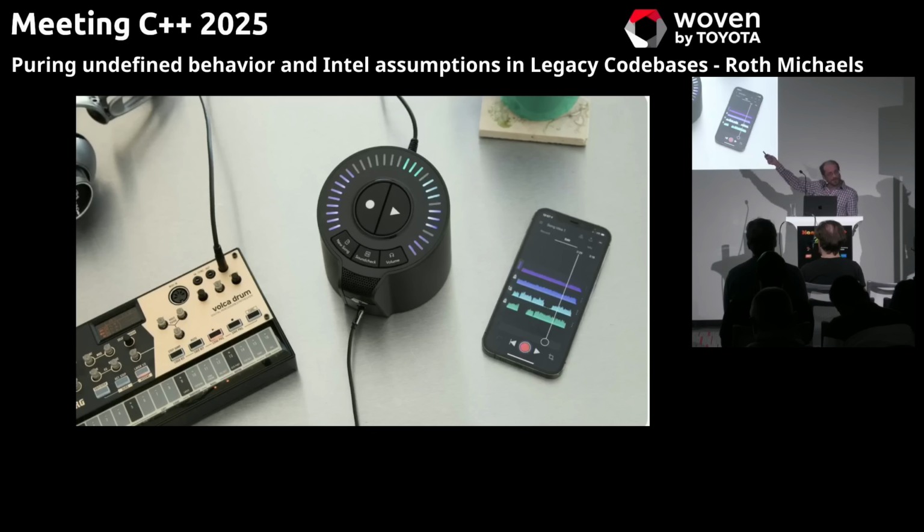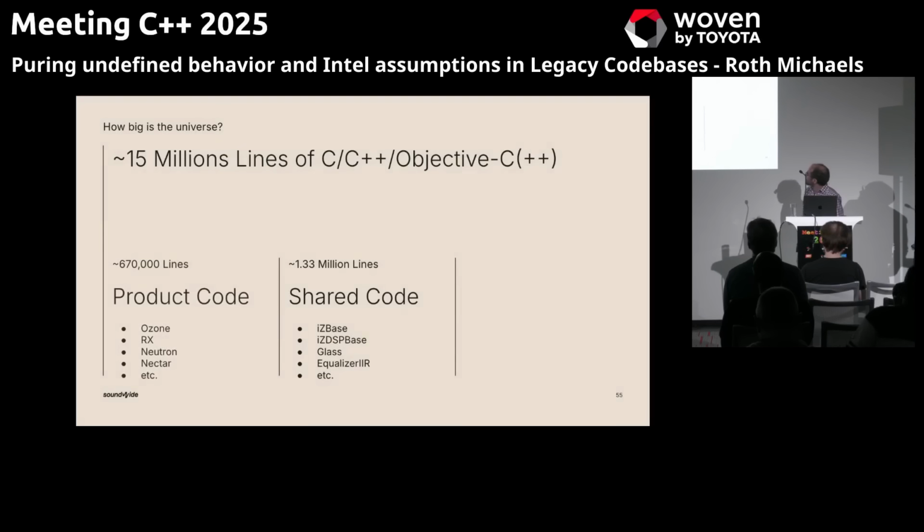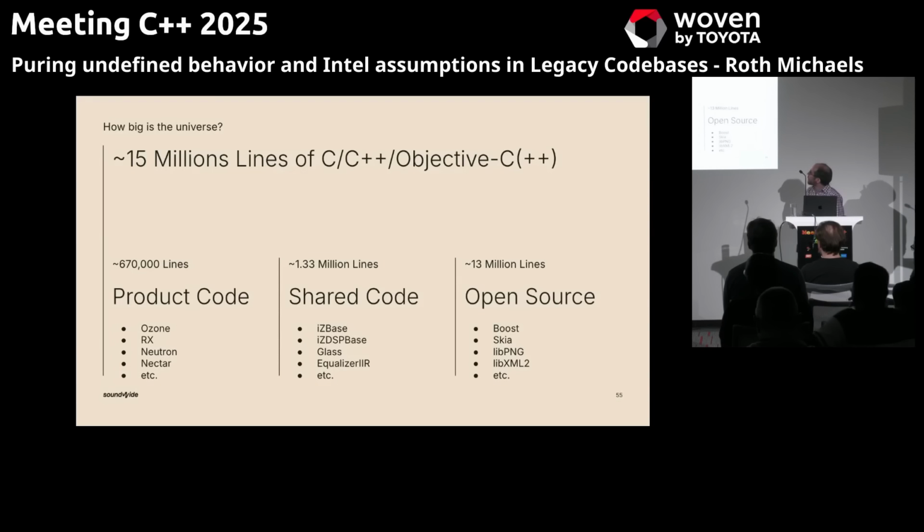But in a legacy code base, dealing with undefined behavior can feel really hopeless. How are we going to fix all this stuff that has been going on for 25 years in our code base that could be wrong? When I gave this talk a few years ago these numbers might have been smaller, but I just looked at the iZotope code base, and we were dealing with about 15 million lines of code. Most of that is open source, but within our own code base in the currently shipping products, we had about 2 million lines of code.